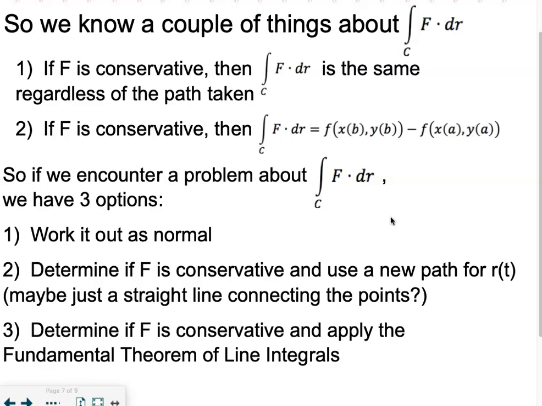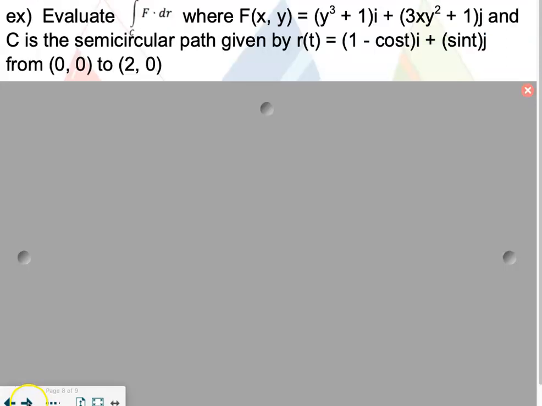Or you can find a new path, right? Say your r of t is some crazy convoluted path from point A to point B, you could just make it a straight line from point A to point B, and you'll get the same value for the integral. Or you can use the fundamental theorem of line integrals. So you have options for your f dot dr problems. All right, and then today you're going to learn options if your vector field is not conservative. So we've got easy options if the vector field is conservative, and then after today we'll learn options if the vector field is not conservative.